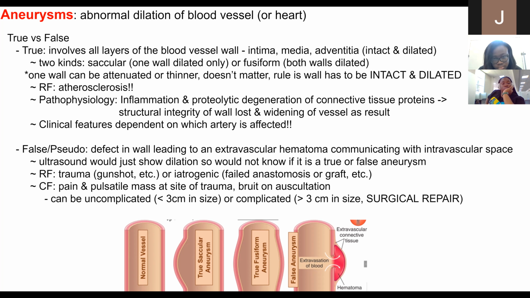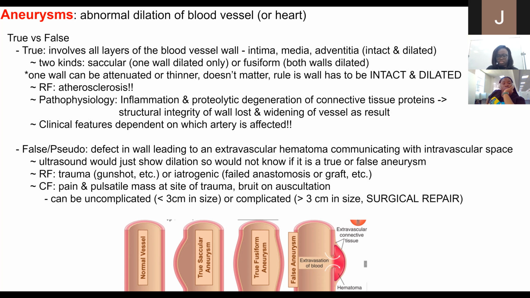Again, for a false one, the layers are not intact, right? Blood is leaking out, but it's contained by extravascular connective tissue. So it's not leaking out into the body, it's just being contained. That's why it looks like a true aneurysm on ultrasound, but it's not. Usually the risk factor for that is trauma or it's iatrogenic, right? So a failed anastomosis or graft, a person who just had heart surgery or any kind of cardiovascular surgery, and out of nowhere, they have an aneurysm. That's a huge one, so keep that in mind.